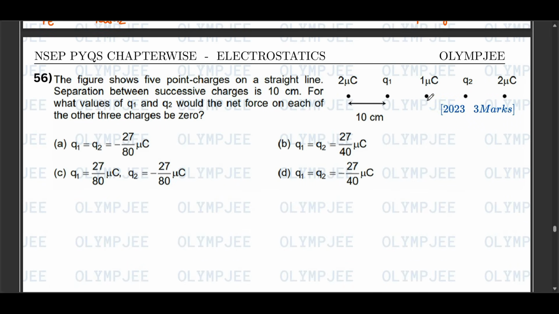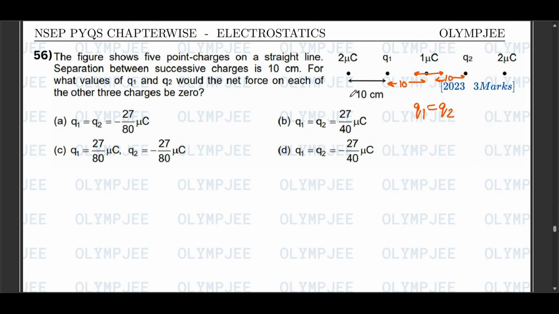And due to 2 μC, this force will be in this direction and this will be in this direction. Since this separation is equal and this separation is equal, q1 should be equal to q2, so that the force on this is 0. So we will get that q1 is equal to q2, both in magnitude and in sign.